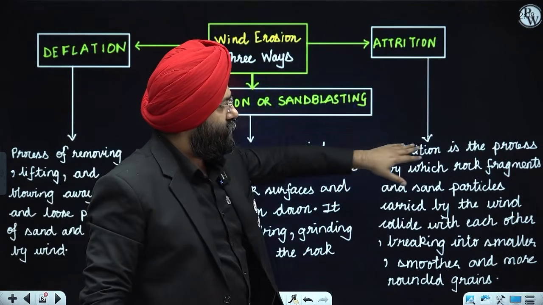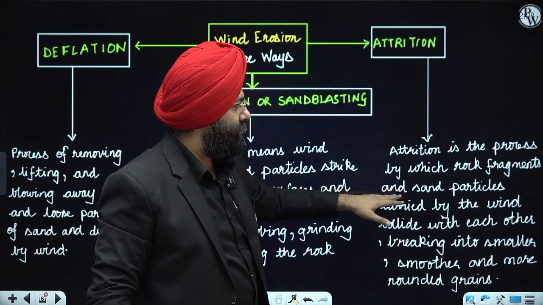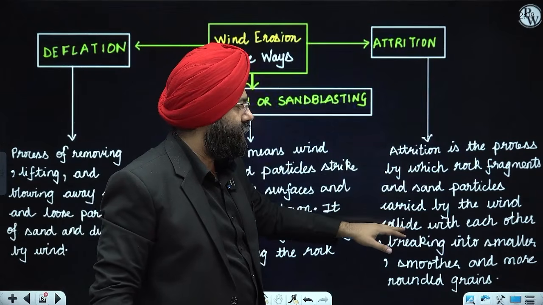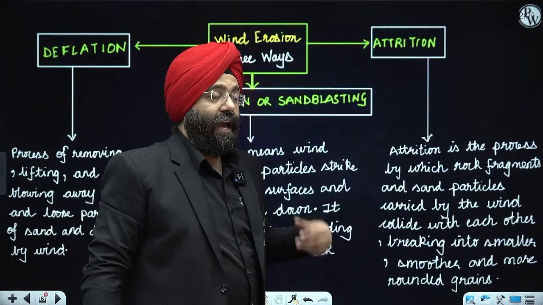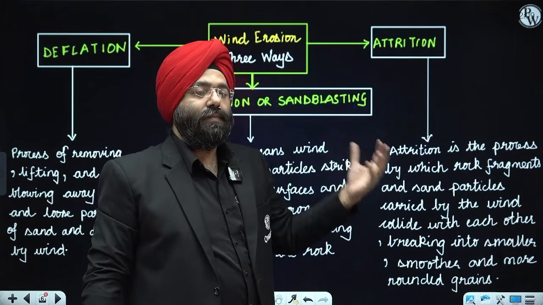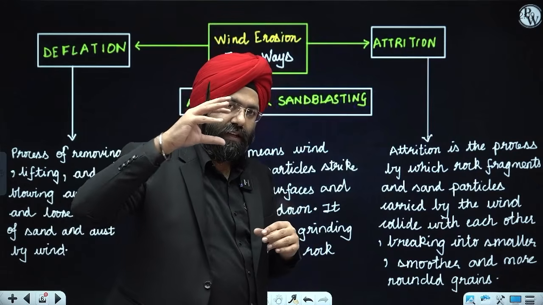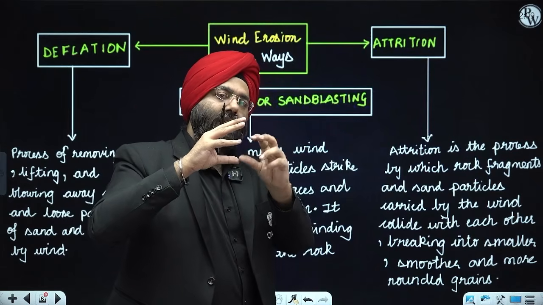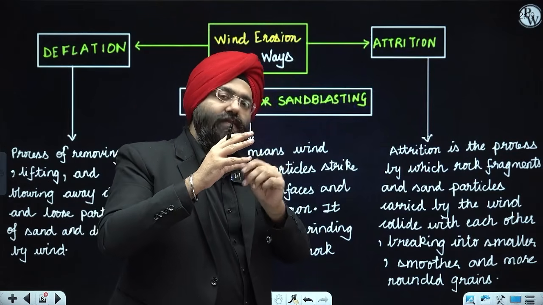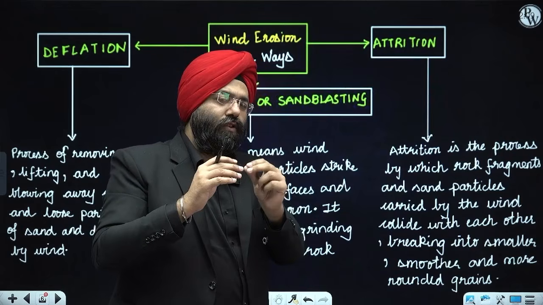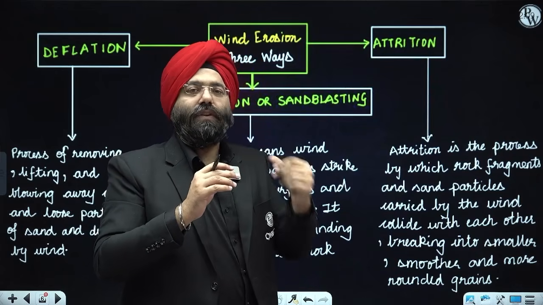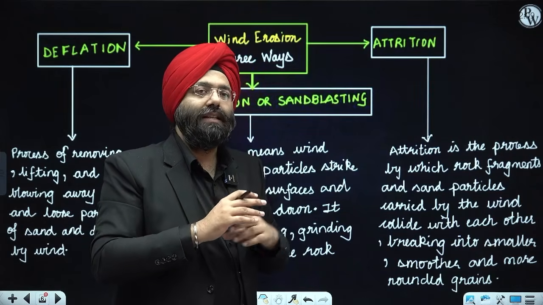Attrition. Attrition is a process by which rock fragments and sand particles carried by the wind collide with each other and form further finer particles. Now, what does it mean? Suppose wind is blowing, and within the wind there are a lot of sand particles. They are colliding with each other. Collision with each other leads to the formation of further finer particles. This is known as attrition.